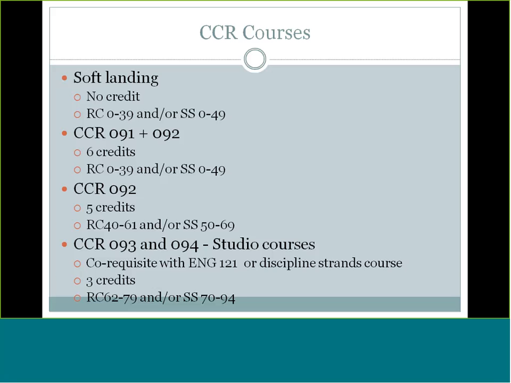It's a 5-credit, standalone course. You can see the placement scores, so the ranges of students who would be in this kind of course. And it's designed to prepare students for those college-level English and college-level reading, writing intensive courses. And then our 93 and 94 are studio courses. They're both 3 credits, and they're co-requisite with English 121 or a discipline strands course. So we call them Studio 121 or Studio D. D is for discipline strands.